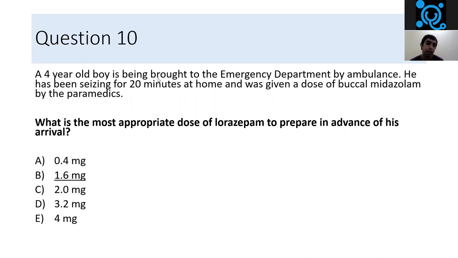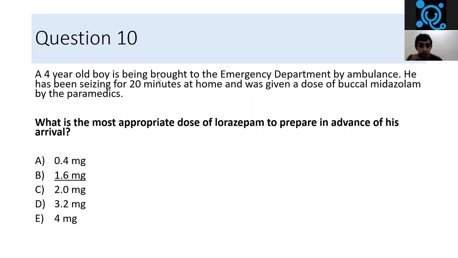So things like APLS protocols have developed various ways to estimate people's weight. There are several ways of doing this, but a lot of them rely on you knowing the patient's age, and then depending on their age, you can apply a different formula to get their weight.